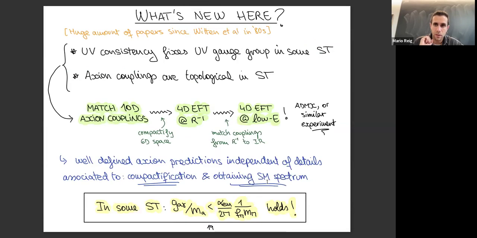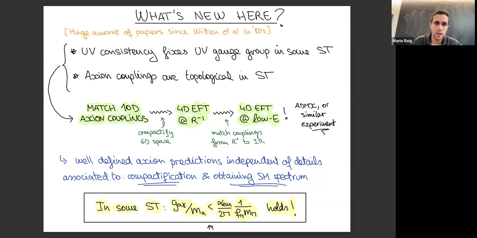Now, you can ask, axions in string theory have been there for 40 years, since the early papers by Witten and others. So what is new here? What I think is new is that we have realized that in some theories where UV consistency fixes the UV gauge group, you can use the topology of axion couplings to get very stringent constraints in the 4D EFT. This is because once you take your 10D supergravity axion, you can show that you can unequivocally match it to the 4D EFT at the compactification scale. And since axion couplings don't run, the shape of the axion couplings is going to be preserved in the 4D EFT at arbitrarily low energies.